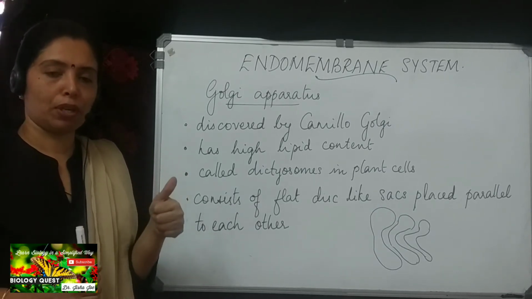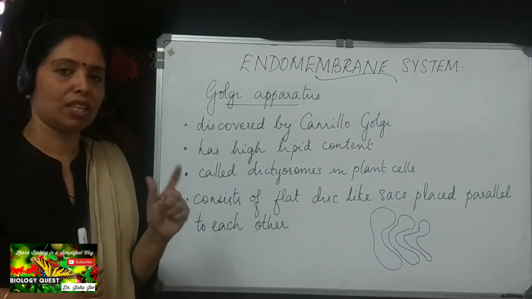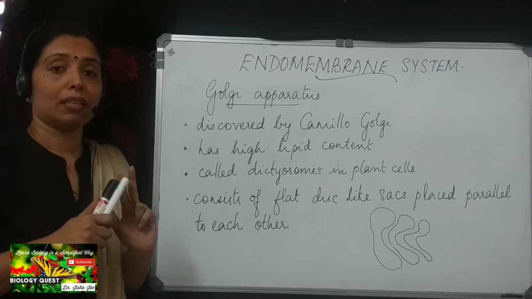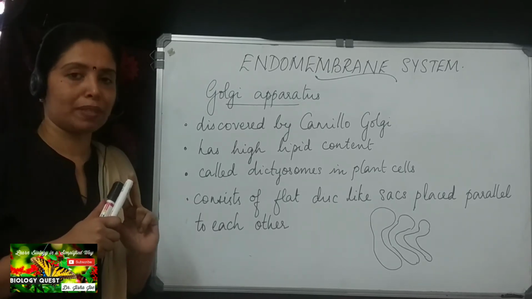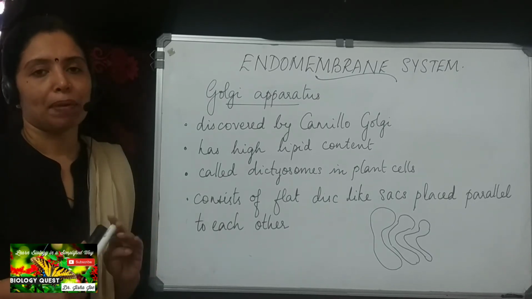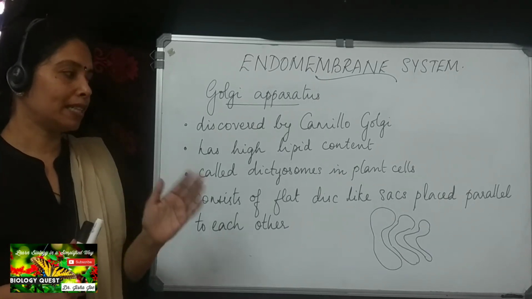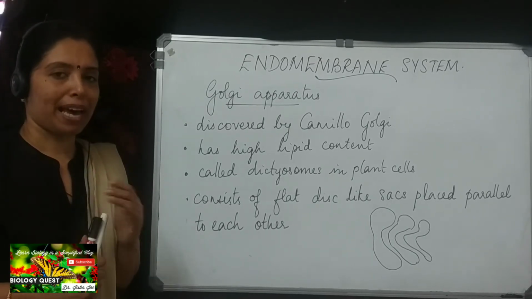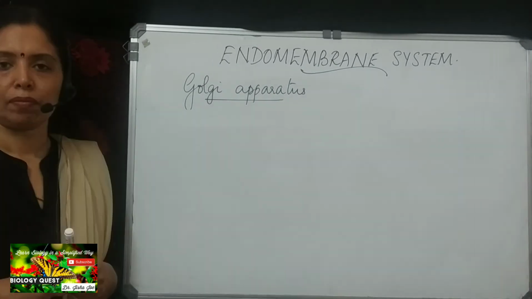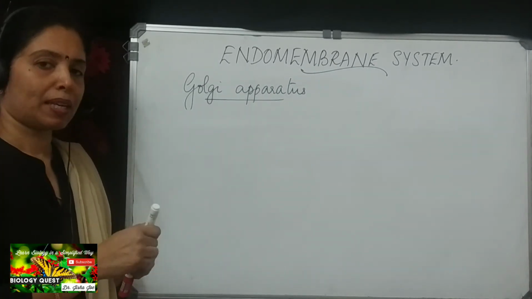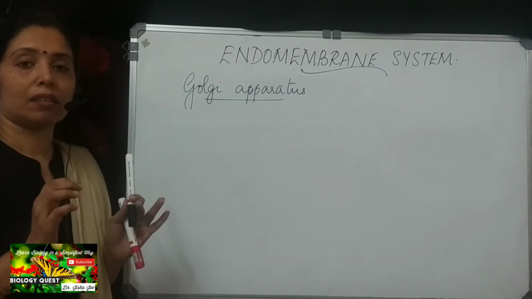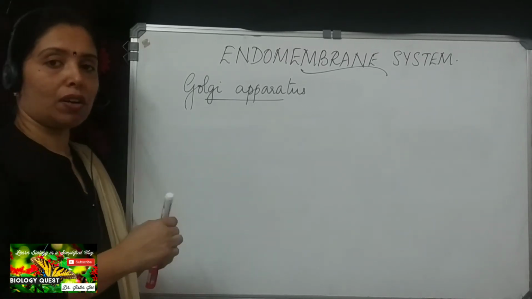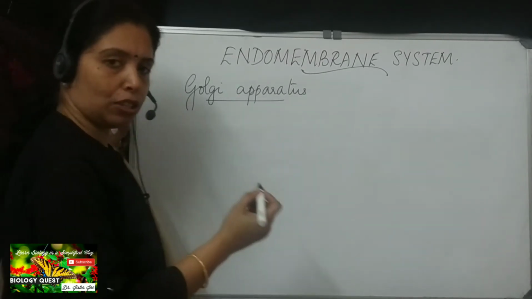So the first point, it was discovered by Camillo Golgi. Second point, they have high lipid content. Third point, they are called dictyosomes in plant cells, and the Golgi apparatus consists of flat disc-shaped sacs called the cisternae that are placed parallel to each other. The Golgi apparatus, as we have seen before, consists of flat disc-shaped structures which are called the cisternae, arranged parallel to one another.